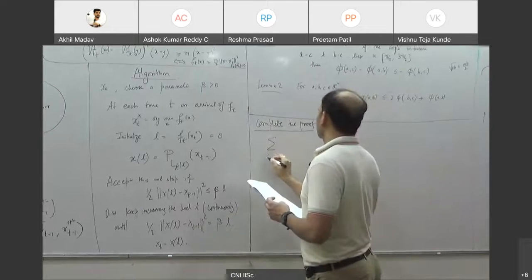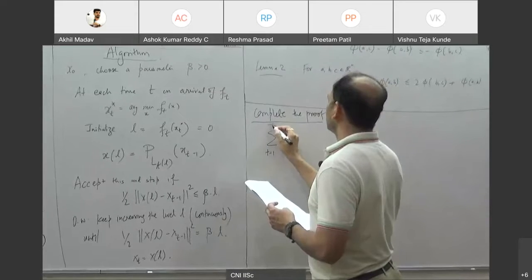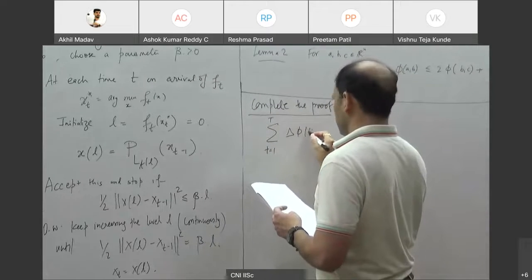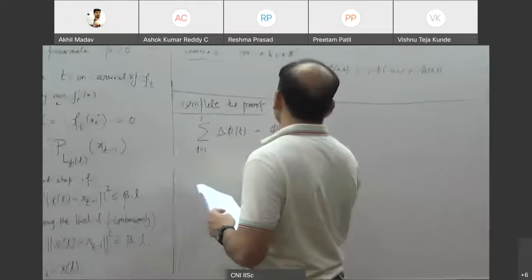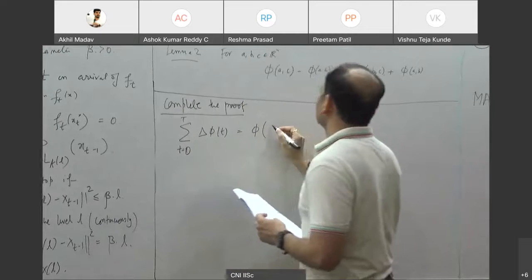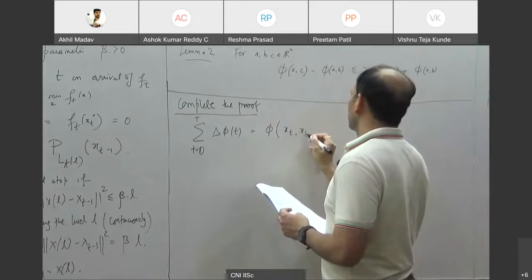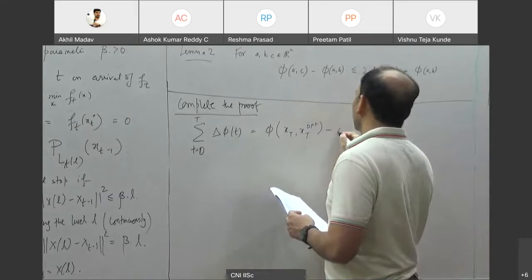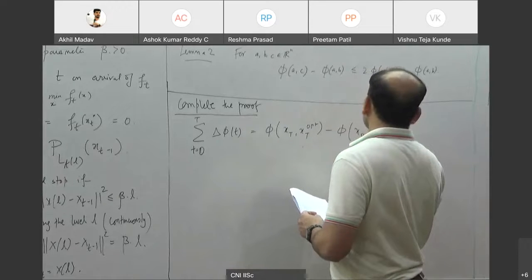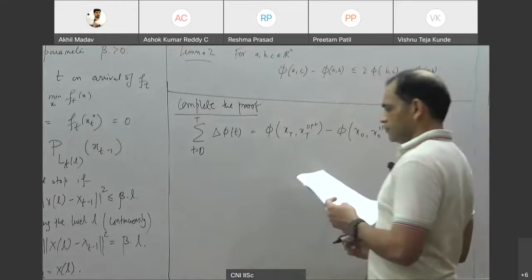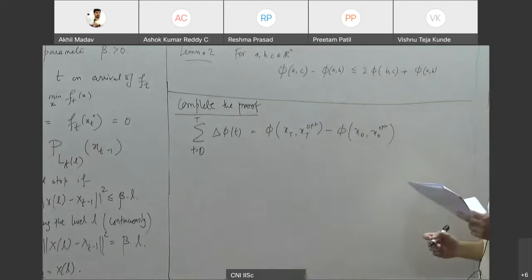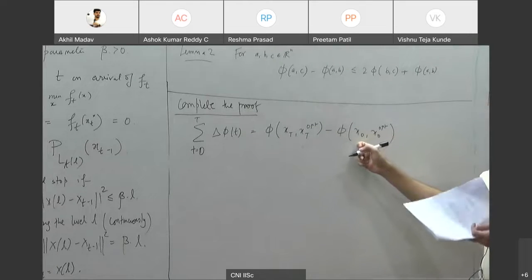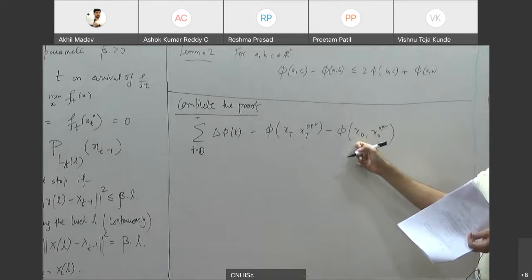Complete. What is equal to simply x_t minus x_0. These two are identical. The starting states for OPT as well as the algorithm are the same.